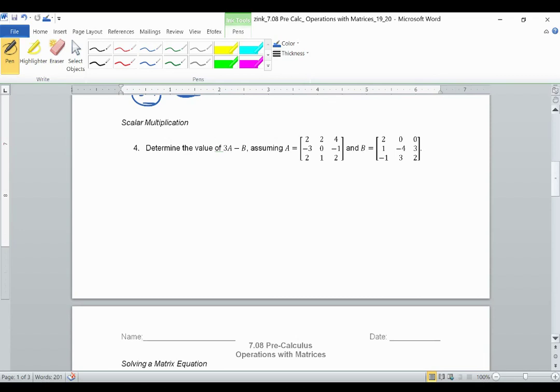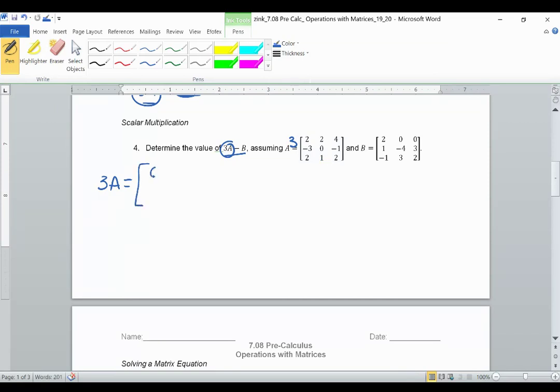All right, next let's talk about scalar multiplication. It says determine the value of 3A minus B, assuming A is this matrix right here and B is that one. So first I'm going to find just what 3A is. So I'm going to multiply 3 times matrix A. Putting a 3 out in the front, I'm just going to distribute that 3 to every single term in there, which we talked about before with our scalar multiplication.